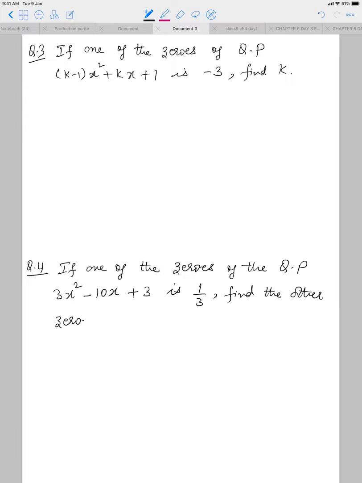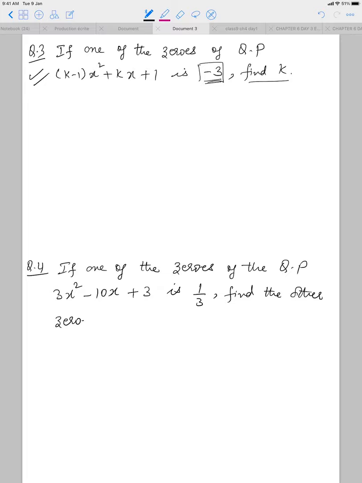Now next, question number 3 says, if one of the zeros of the given quadratic polynomial is minus 3, then find the value of k. Understand one thing, whenever you read a question, you should be able to see that question from all the angles. Here one of the zeros is given to us, and that is the only thing given in the question and nothing else.